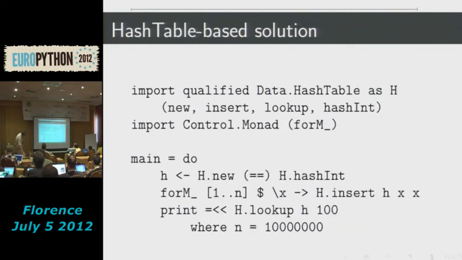And the alternative hash table based solution in Haskell is as follows. You use Data.HashTable, and I did a qualified import as H. So this is available in that particular namespace as H, and I only chose to use these functions. I'm just showing this so that you can refer to it later, but it does essentially the same thing. This is a container in which you insert key, and the value is equal to the key, and then you perform one lookup of index 100.